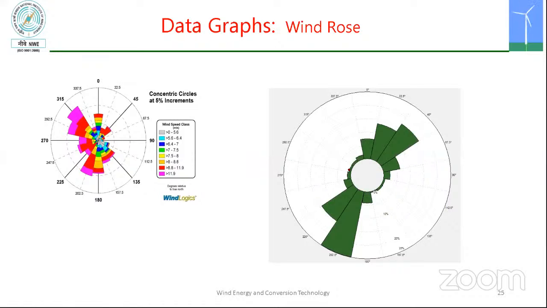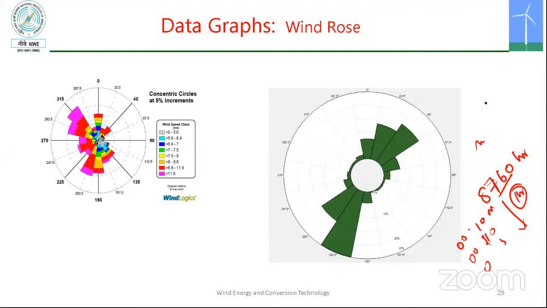So after one year, we have to collect the data. After collecting, we can create the frequency distribution: how frequently the wind speed is available in any particular direction. In a year, you have 8,760 hours. We do the measurement every 10 minutes, for example 0010, 0020, 0030. I convert these into 1 hour, so it is 8,760 hours.